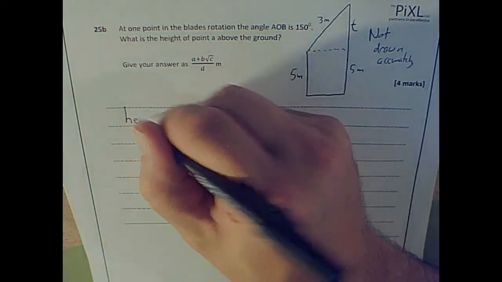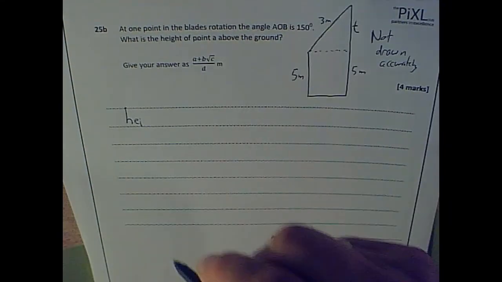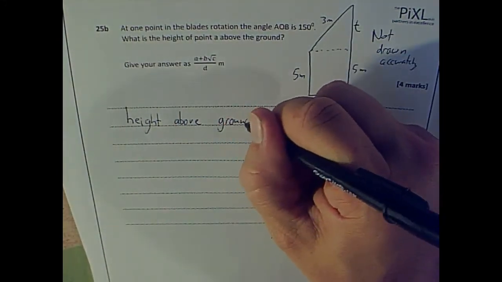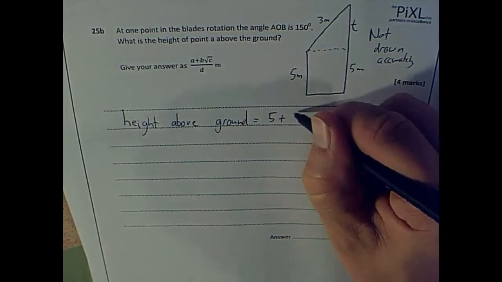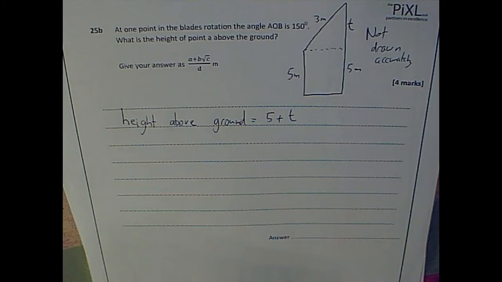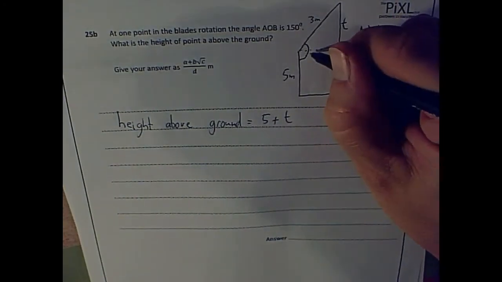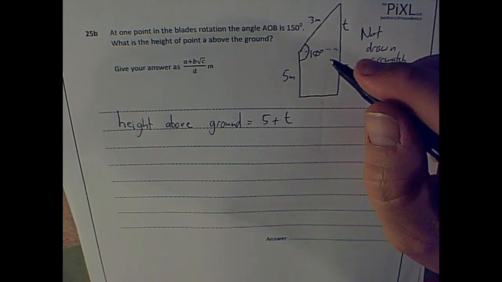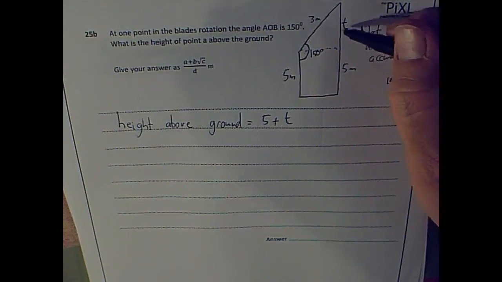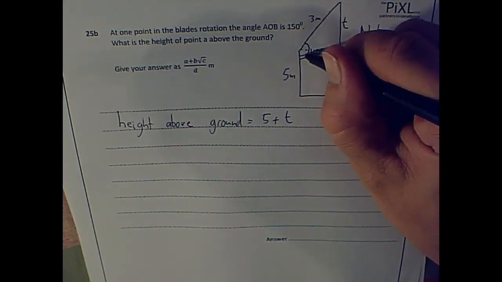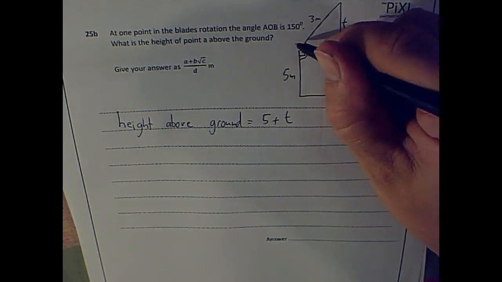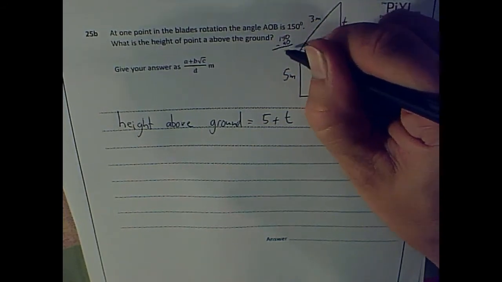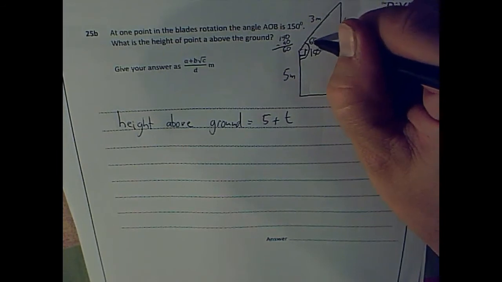Okay, so height above, that's 150 degrees. Height above ground equals 5 plus my T from my diagram here. Now that whole thing there, we've been told, is 150 degrees. Right, here's the thing, I've put this line in, that helped me to see that this was 5 plus T, but it helps me again, because that is 90 degrees. So this bit here has got to be 150, take away 90, which is 60. That's got to be 60 degrees there.